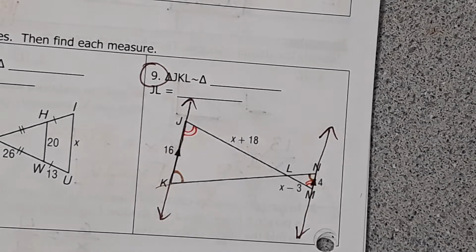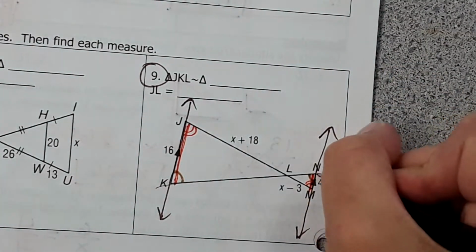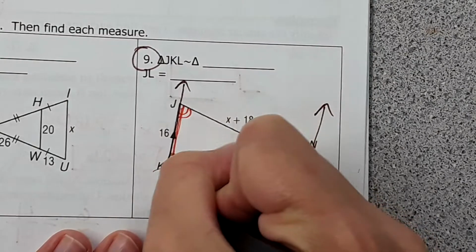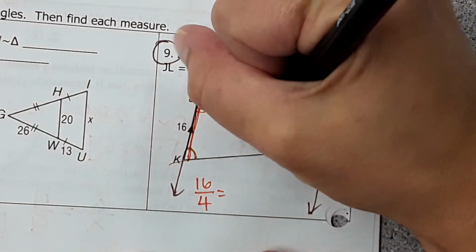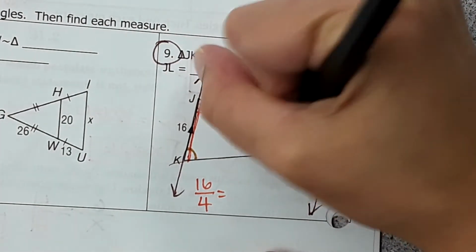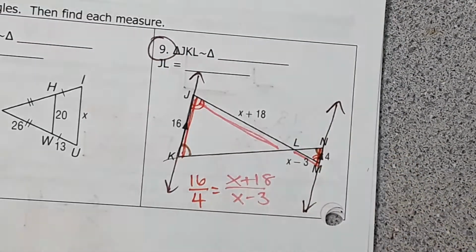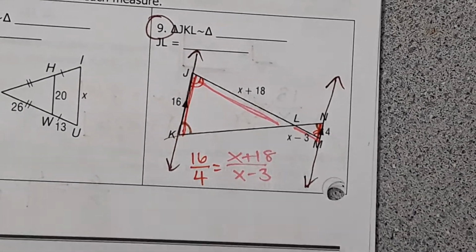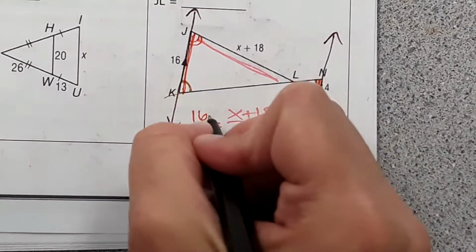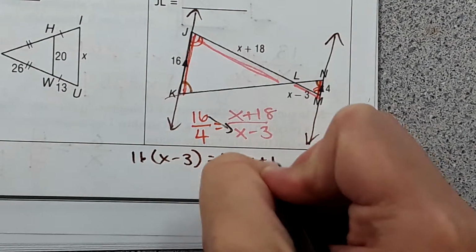Okay, now we're going to look at corresponding parts. So this corresponds with this side right here, which is 4. So we have 16 over 4. And then this side corresponds with this length here. So we have 8x plus 18 over x minus 3. And then I'll use cross multiplication. 16 times x minus 3 equals 4 times x plus 18.